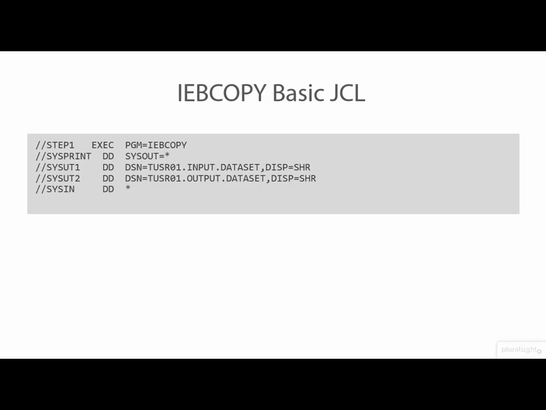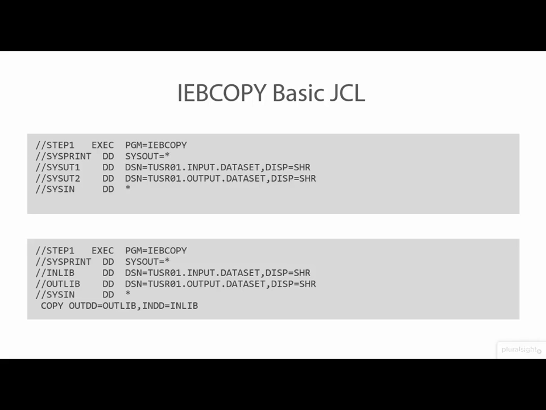The basic JCL then is going to look something like this, where we have an IEBCOPY, and in this case we've opted not to use other names for our DD statements. So SYSUT1 identifies our input, SYSUT2 identifies our output, and then the SYSIN DD * identifies where the control statements are going to follow. In particular, in this example now, you can see where we have used a different DD name, and we've specified this on our copy control statement, so that we've identified our output DD is called OUTLIB, and our input DD is called INLIB, and so we've specified those values in our JCL.